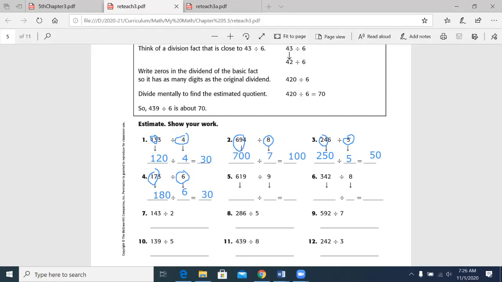Let's go to the next one. We'll finish this row together. 61 and 9. This is one of those where I might change both numbers. I might turn this to 600 and 10.